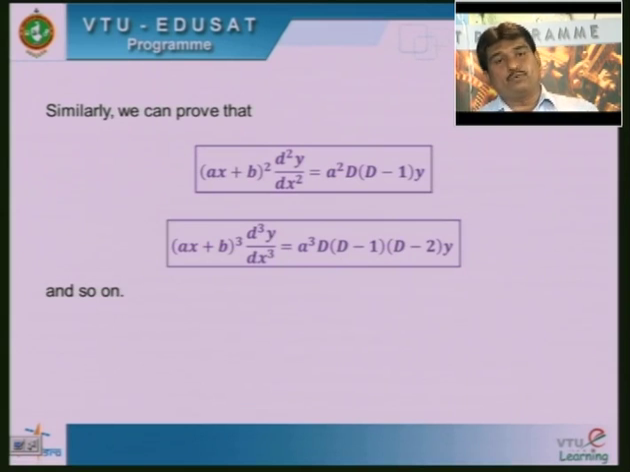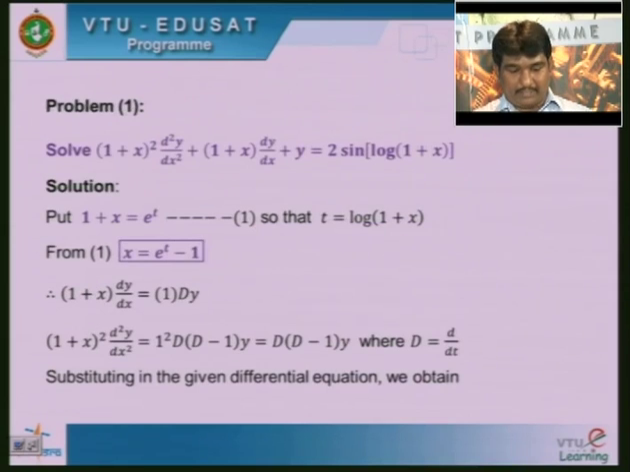We can easily prove that ax plus b whole square into d square y by dx square reduces to a square into D into D minus 1 into y, and ax plus b whole cube d cube y by dx cube becomes a cube into D into D minus 1 into D minus 2 into y. The only extra parts are a square and a cube on the RHS, which we get when we differentiate ax plus b. We get a there. That is the extra part.